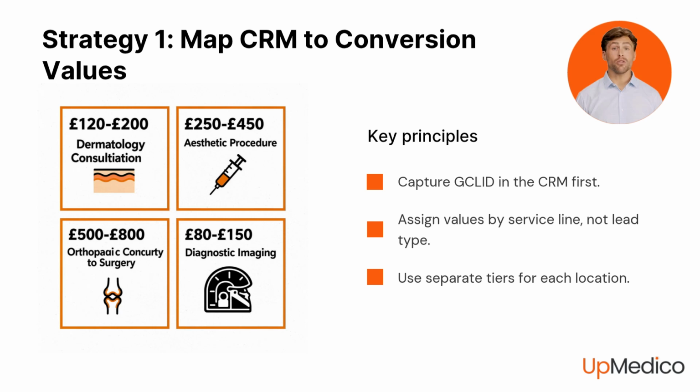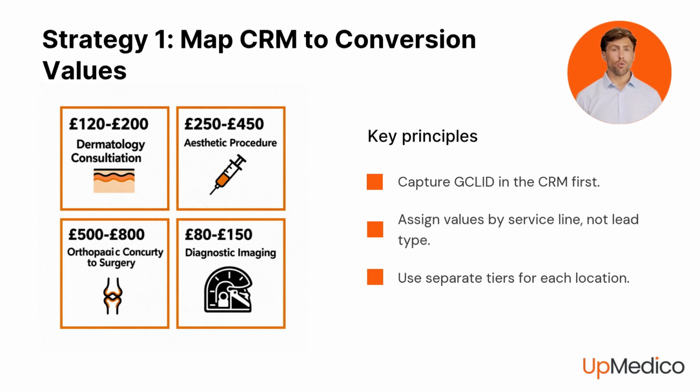A dermatology consultation might be £120 to £250, an aesthetic procedure £250 to £450, an orthopedic consultation leading to surgery £500 to £800. These values do not need to be precise, they need to be proportionally accurate. When Google understands that one patient type is worth 3 times another, it stops treating all clicks the same.